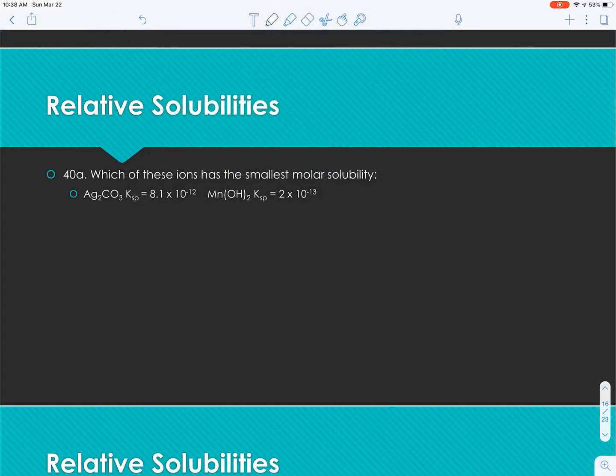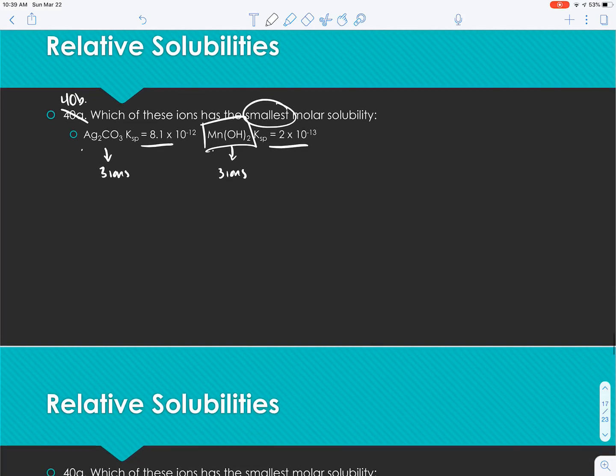Okay. So here's another problem. This one's actually 40B. It's the next one on that problem. Again, smallest. In this case, they both break into 3 ions. Granted, the cation on the left has a 2, and the anion on the right has a 2, but that doesn't change the math. They still both end up being 4x cubed. So we can just compare KSP. We're looking for the smallest KSP, so Mn(OH)2. Manganese 2 hydroxide will be our least soluble.